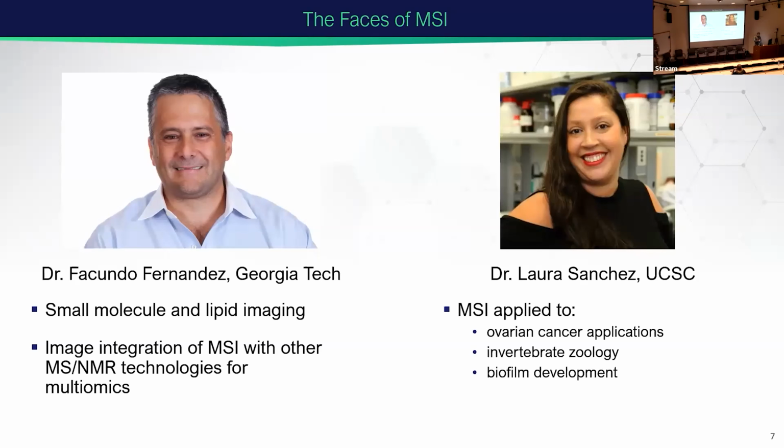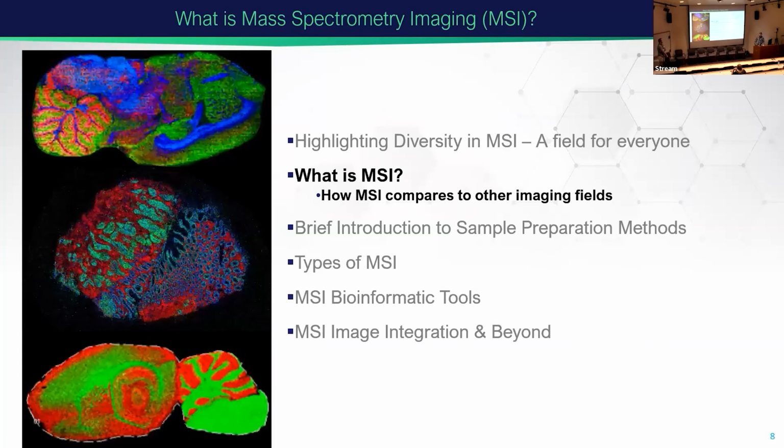We also have Dr. Sanchez from UCSC, and she uses MSI applied to ovarian cancer, invertebrate zoology, biofilm development, very diverse kind of interest and areas. They'll look at specific systems for invertebrates, and she will use mass spec imaging to discover things about like the notochord in worms. So this is just to highlight that it's kind of everywhere. There's not one box that mass spec imaging sits in. There's not just one problem mass spec imaging solves, and there's not just one kind of person who's currently using mass spec imaging. So now that I've talked about it, we'll have someone actually explain to you what it is.